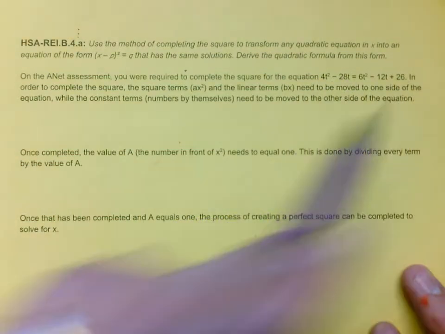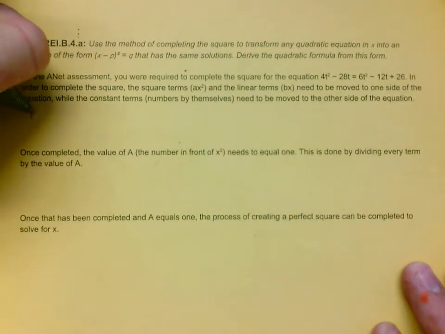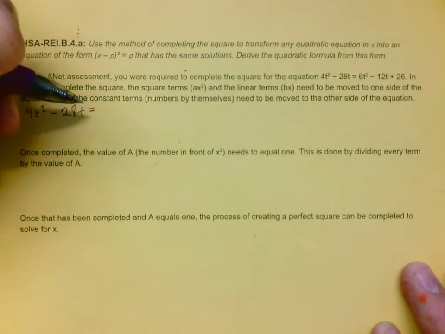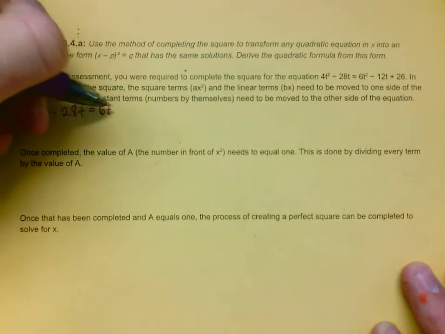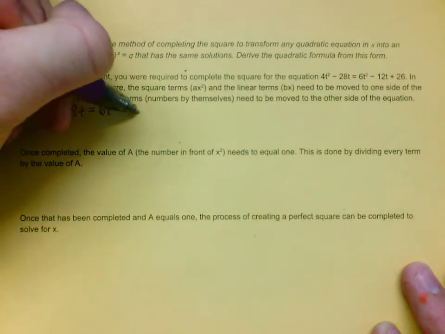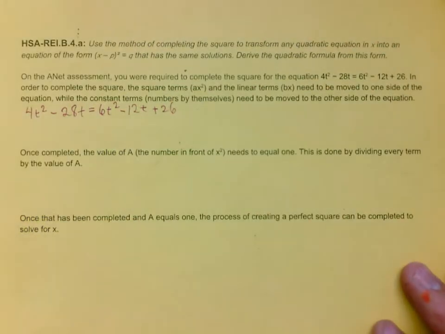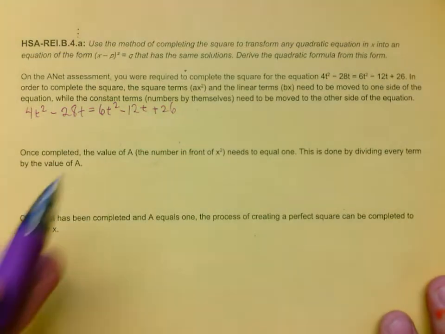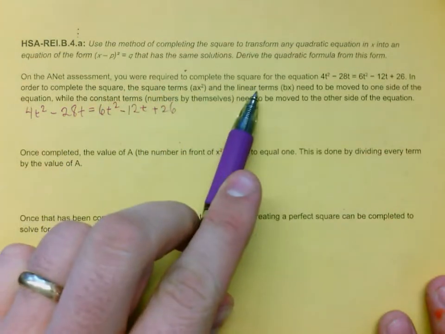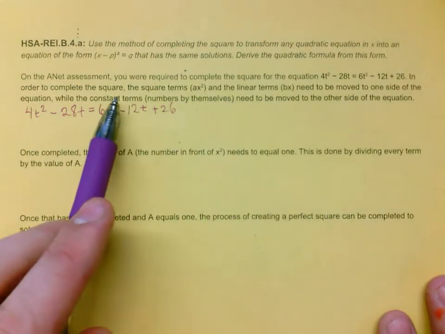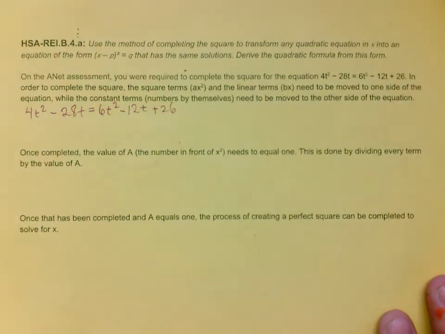Let's take our equation that we have, 4t squared minus 28t equals 6t squared minus 12t plus 26. I'll give you a moment to get that down. And again, we want the square terms and the linear terms to be on one side, and then we want our constant to be moved to the other side of the equation.